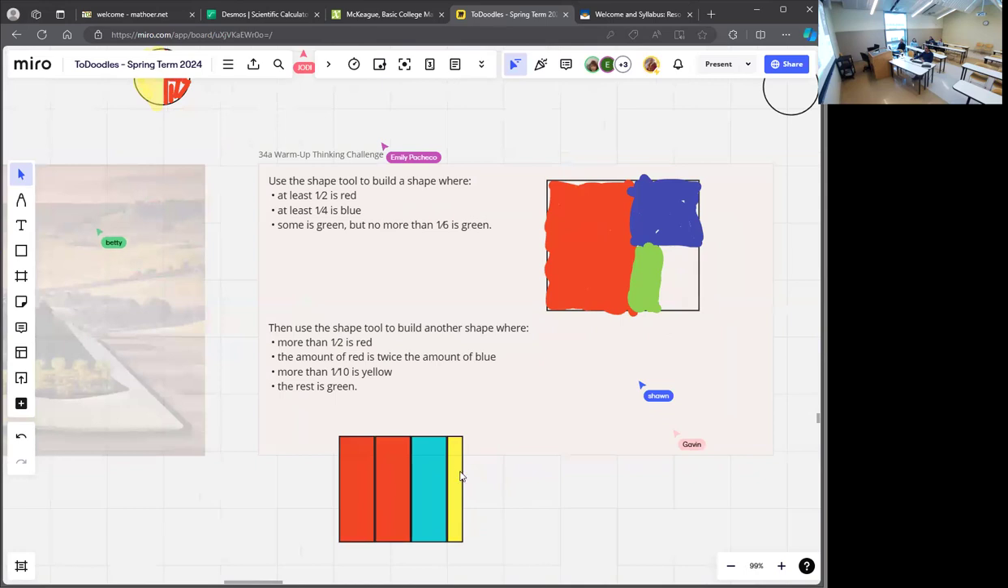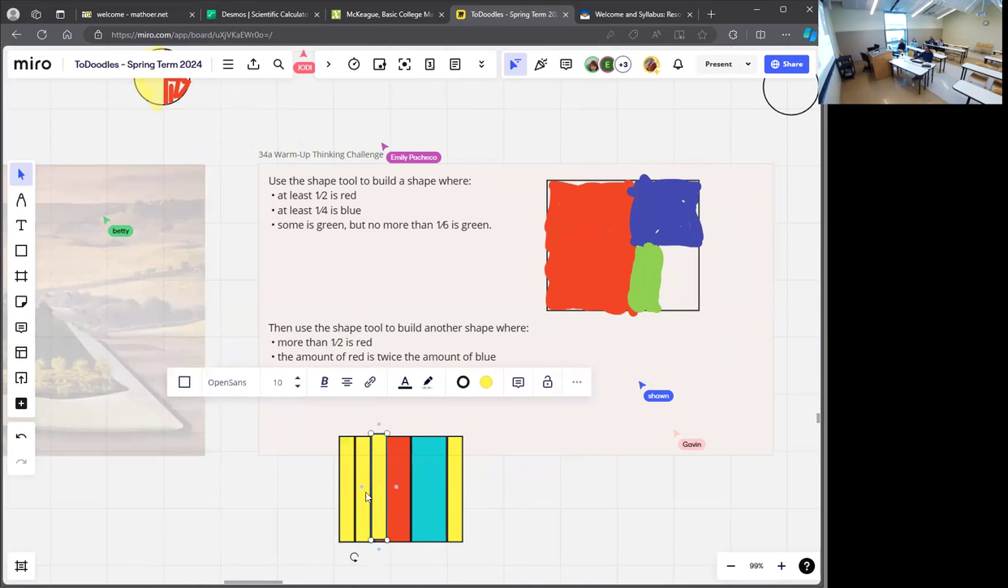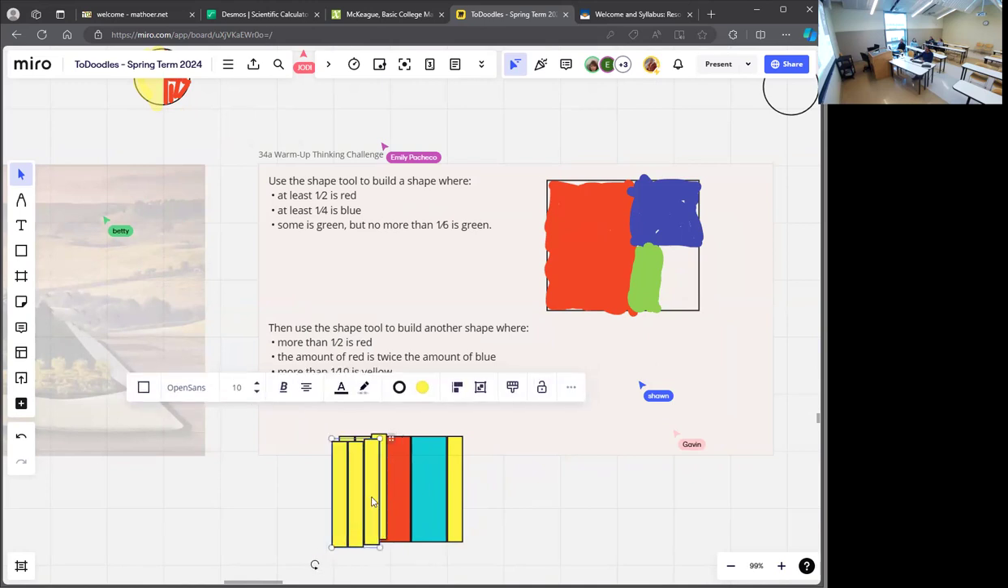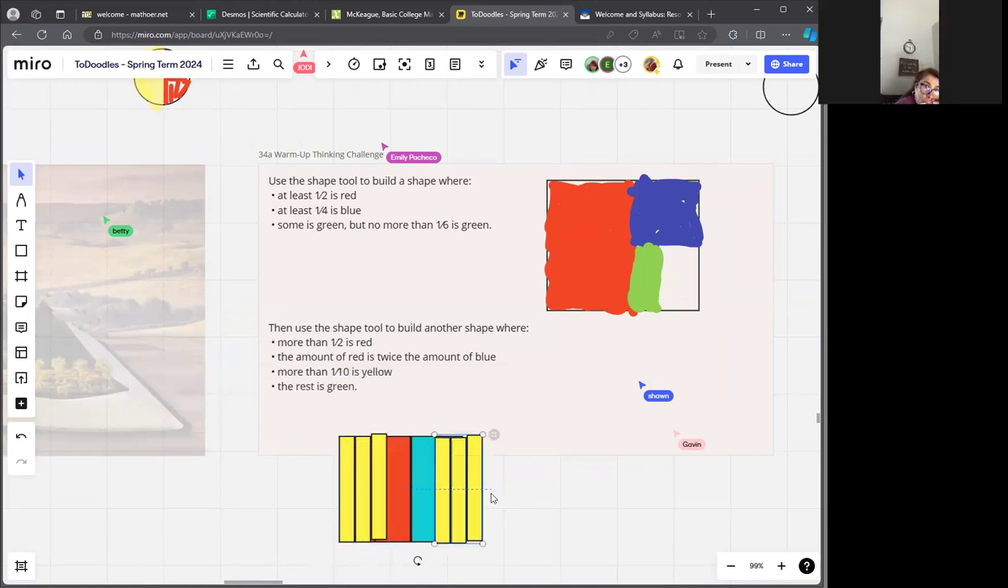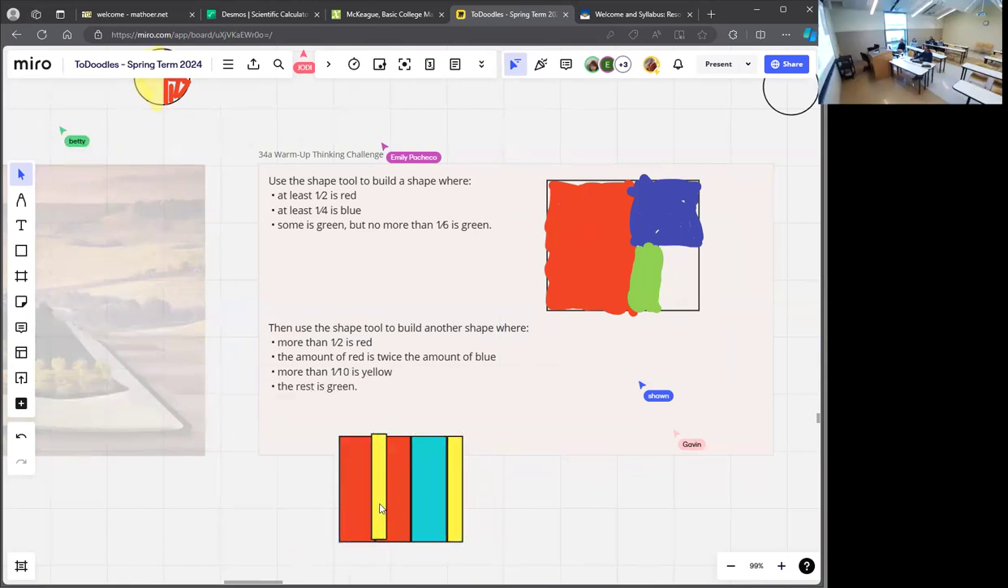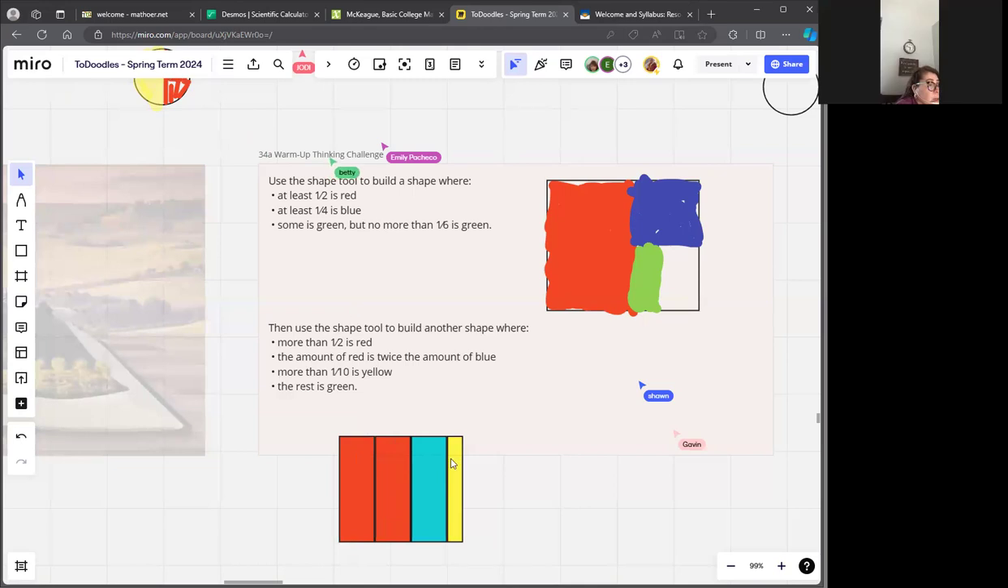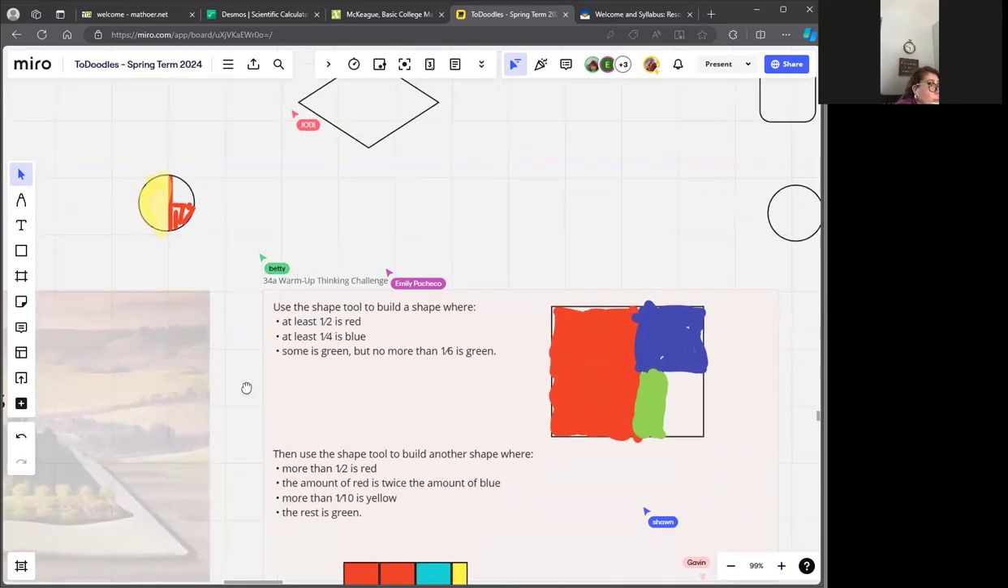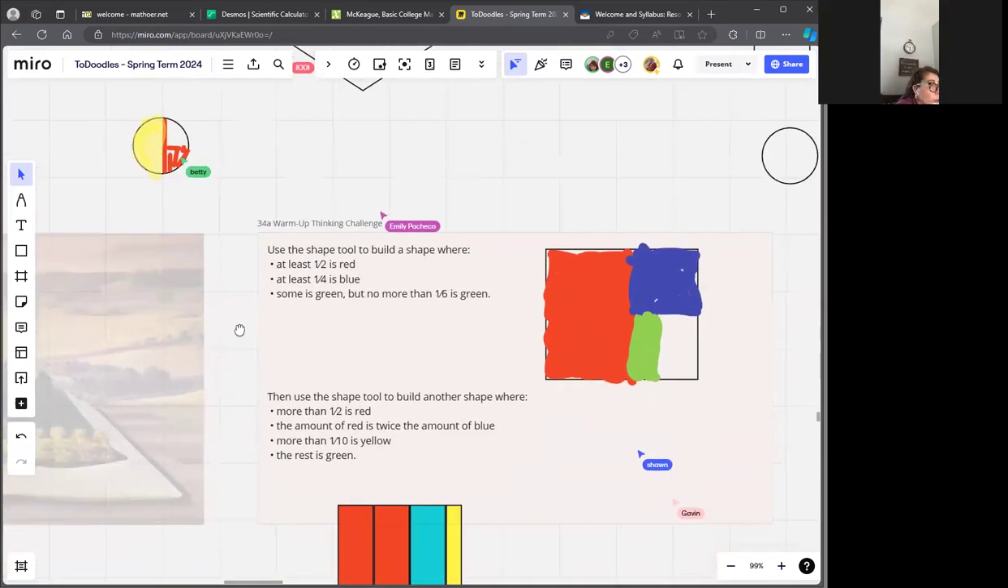Now, how would I check if that's more than a tenth? If I made 10 of those, is that gonna cover it? 1, 2, 3, 4, 5, 6. Yeah, if I made 10 of those, it would more than cover it. So those are bigger than a tenth. And is this circle okay? I put half yellow and one for red.